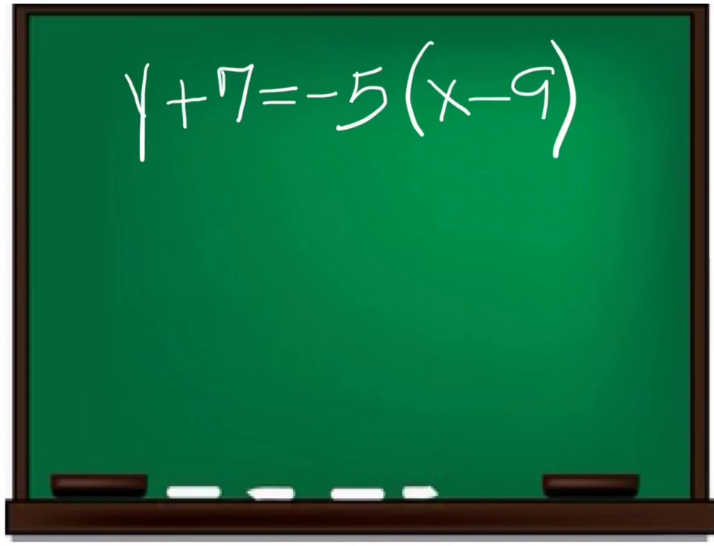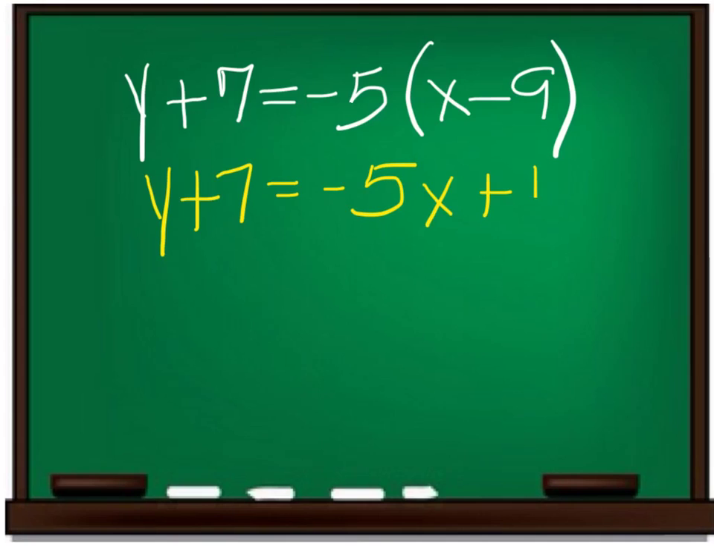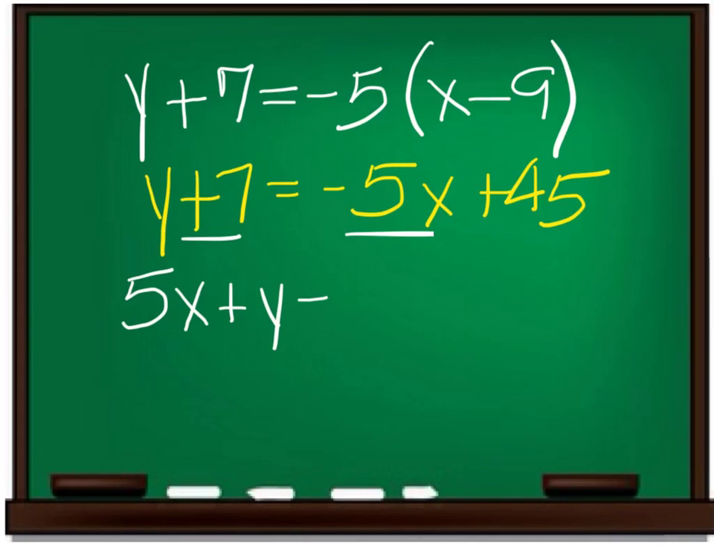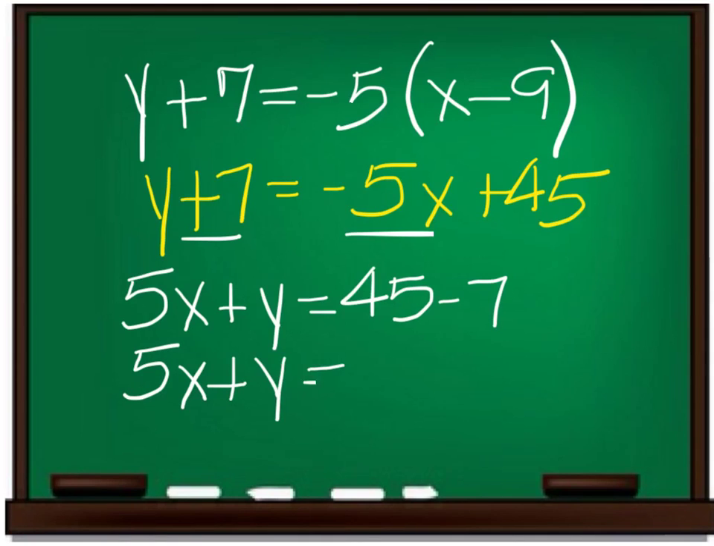On the practice problem, you should have y plus 7 equals negative 5x plus 45, and then switch this and this to get 5x plus y equals 45 minus 7. Your final answer is 5x plus y equals 38.